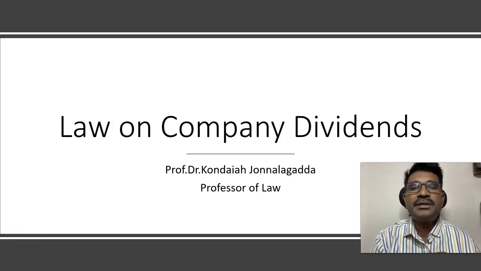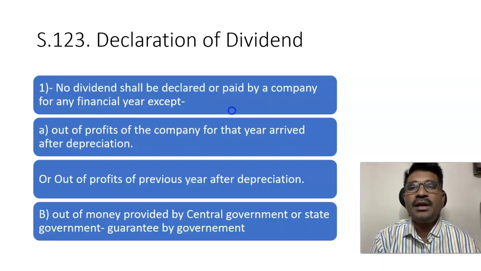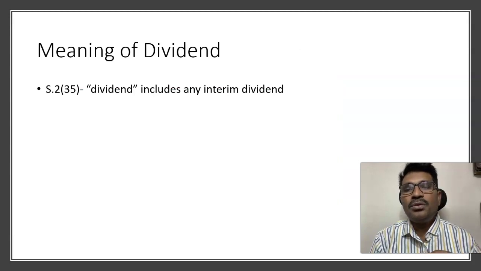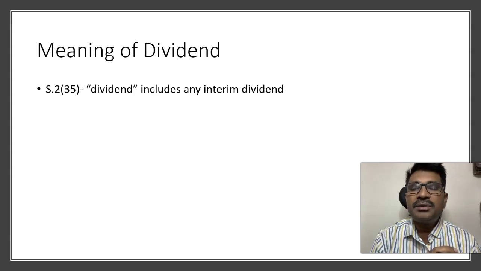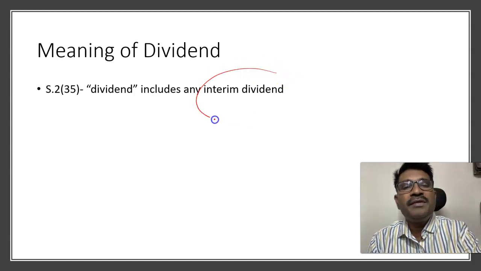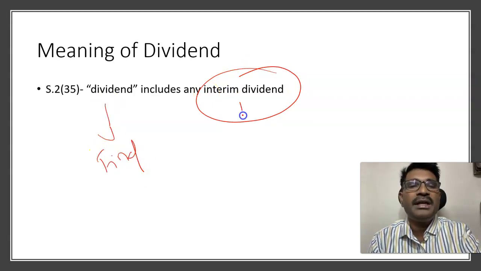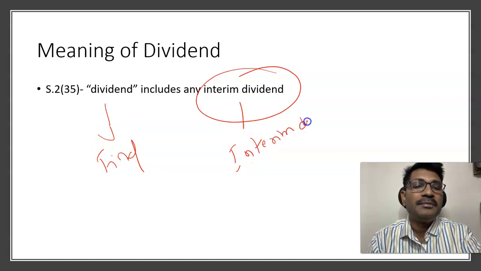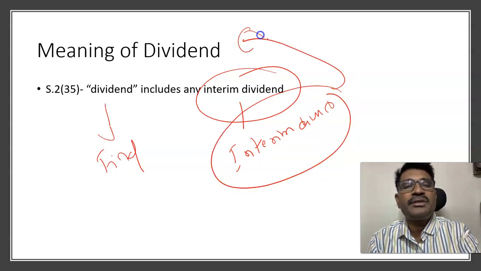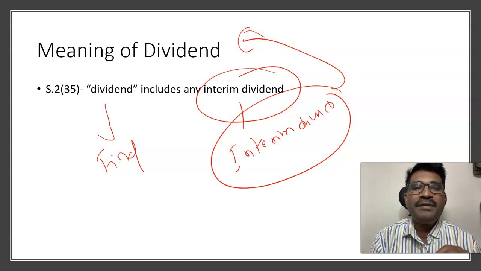Companies Act section 123 onwards talks about declaration of dividend. Now, when we see the meaning of the dividend under section 2, clause 35 of the Companies Act, there are two types of dividends which we can understand by reading this definition of dividend. According to section 2, clause 35, dividend includes interim dividends. So therefore, we can understand there is one dividend which we can say is the final dividend, and the other dividend is interim dividend. So both come under the definition of a dividend as such. Don't get confused. Dividend includes the interim dividend.